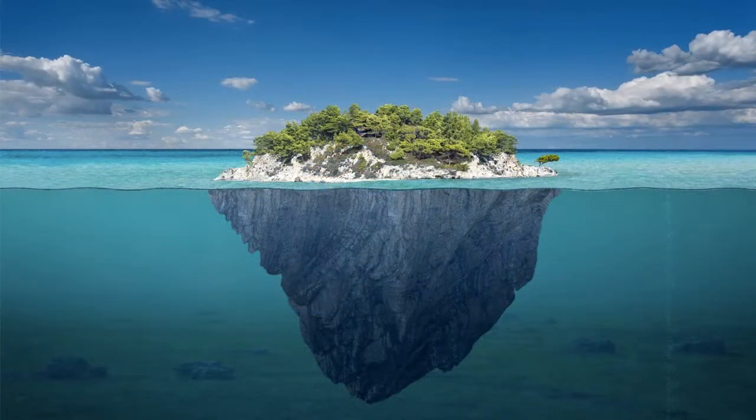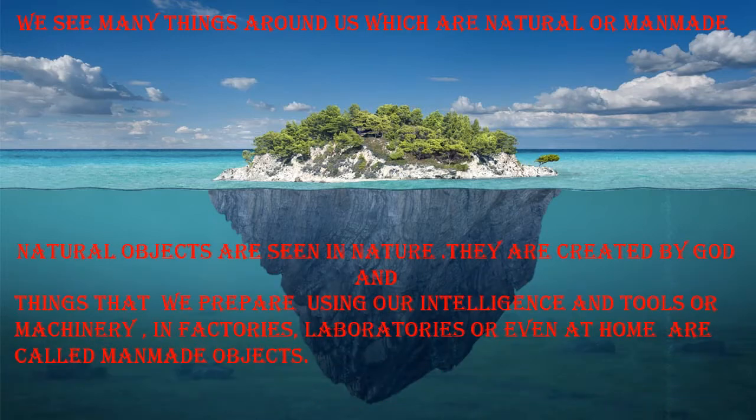Children, we see many things around us. Some are natural while some are man-made. Yes, natural things are made by God and we see them in nature. They are given freely to us. But we also have man-made things which we make using our intelligence, maybe in a workplace like a factory or a workshop, sometimes even in our kitchens. These objects that we use are man-made objects.